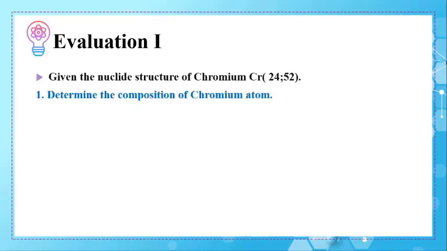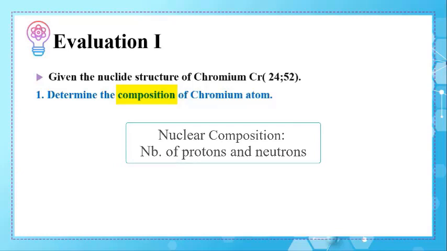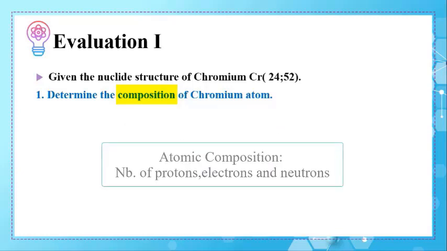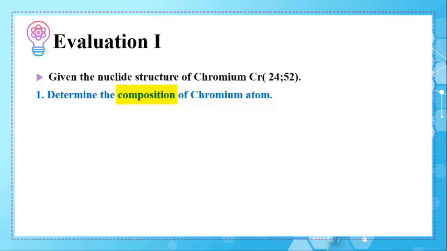The first question: determine the composition of a chromium atom. Keep in mind, if you are asked about the nuclear composition, you have to calculate the number of protons and number of neutrons only. If you are asked about the atomic composition, you have to calculate the number of protons, electrons, and neutrons. Here in the question, you are asked about the composition of a chromium atom.